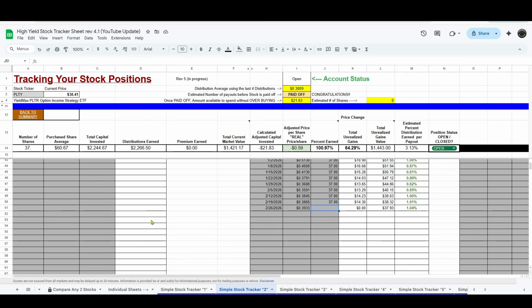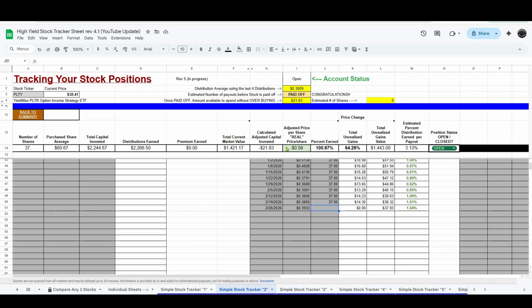Moving forward to PLTY. On PLTY, we earned 39 cents this week. And PLTY is paid off. So you can see it's a minus 59 cents for my real price per share, meaning that's how much I'm actually in the good. I'm beyond the amount that I actually spent in capital. As you can see, I had $22.44 in capital spent, and I've earned in distributions $22.66 so far. So that difference is about 59 cents per share because I have 37 shares, and that is the amount that I am above the amount of capital that I have spent.